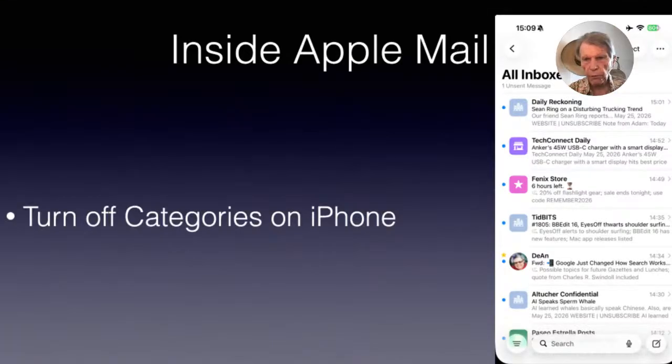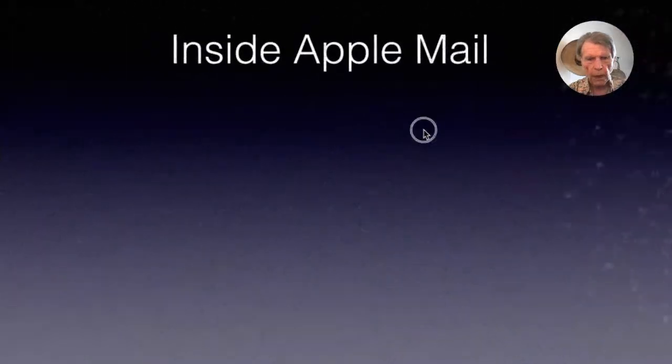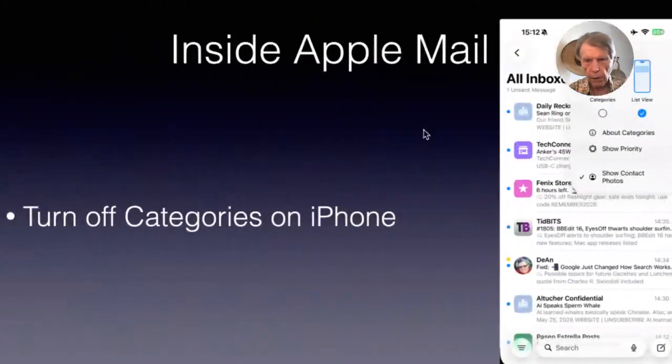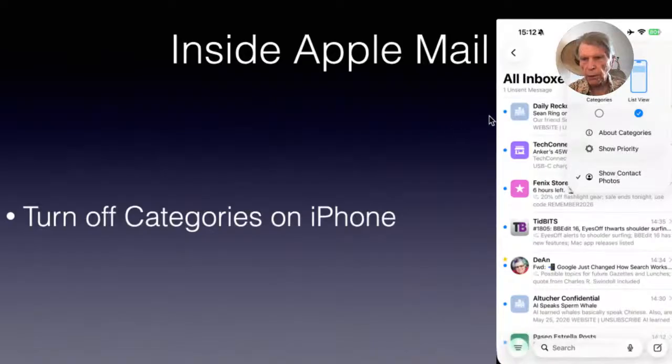So on your iPhone, if you look up here to the upper right hand corner, you have the three little dots. So you click on those right there. And then this little drop down menu appears. So you would click on List View. It would be defaulting to categories, so you click on List View.